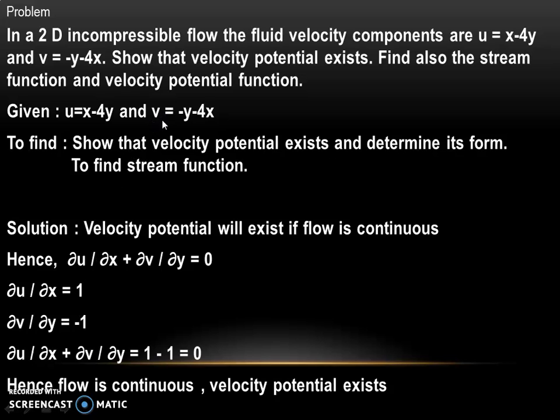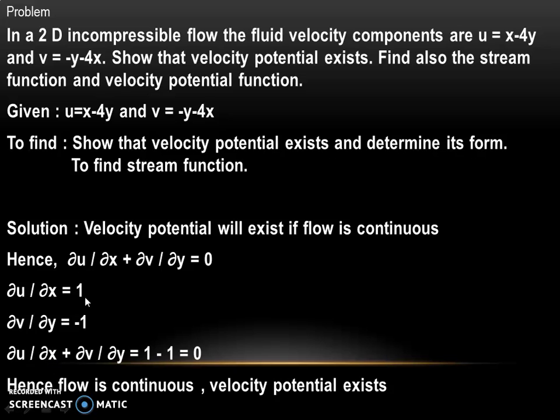Similarly, we will find out what is dou v by dou y. v is equal to minus y minus 4x. So we will differentiate this with respect to y. So differentiation of the first term with respect to y will be minus 1 into y raised to 1 minus 1 minus 0. So minus 1 into y raised to 0 will be minus 1 into 1. So finally we get it as minus 1.